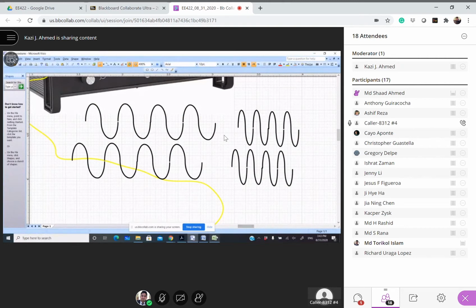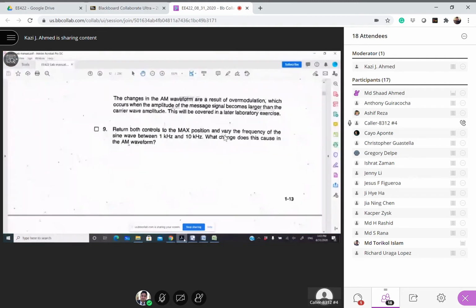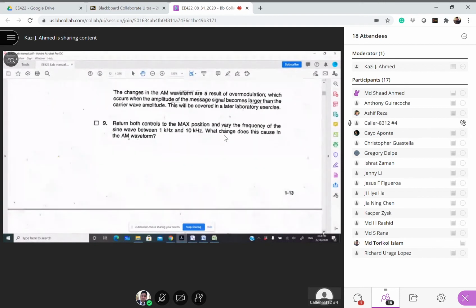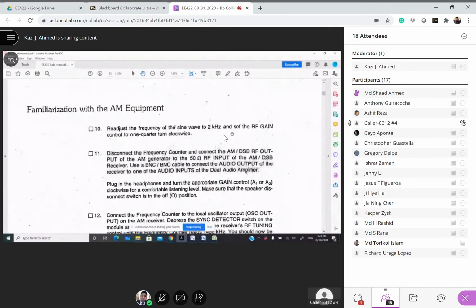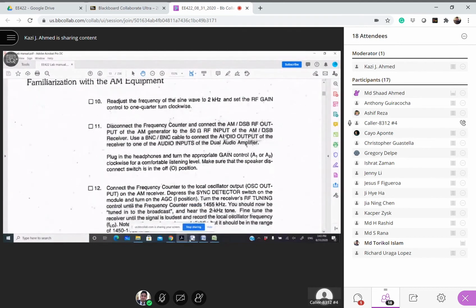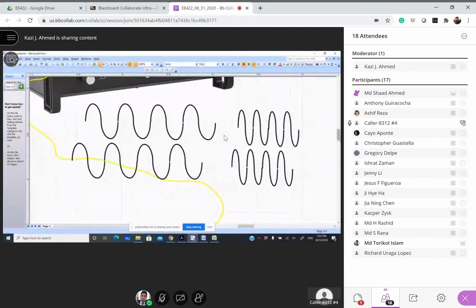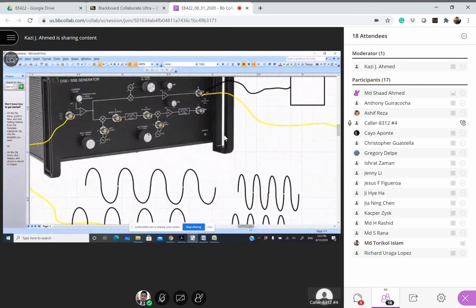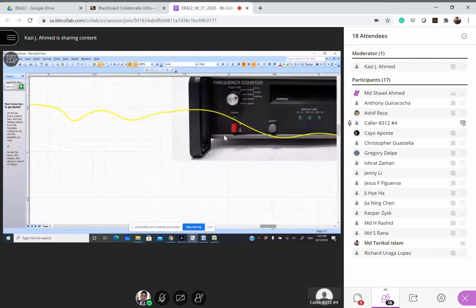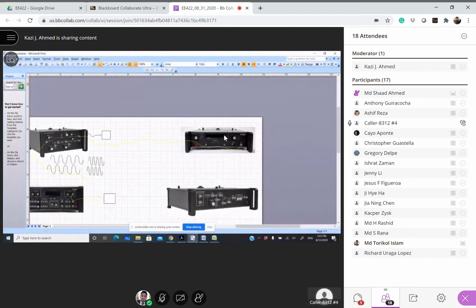Now you come back to the same frequency that we said at the beginning, 2 kilohertz. Disconnect the frequency counter and connect the output of the AM generator to this input of the receiver. So now we are connecting the generated output to the receiver, right? So here we generate this output. Now instead of sending it to the counter, we are sending it to the receiver.